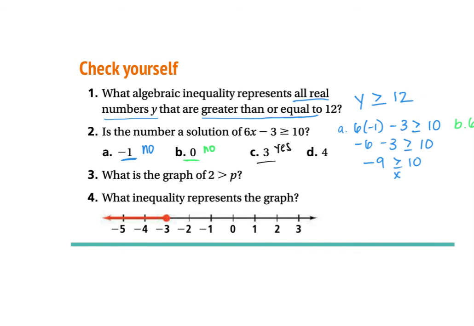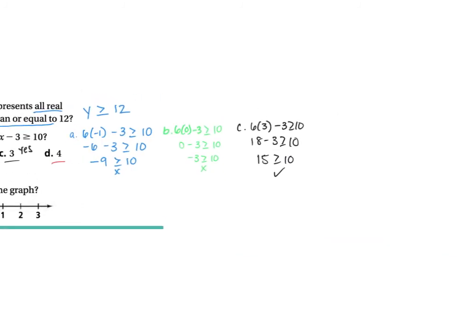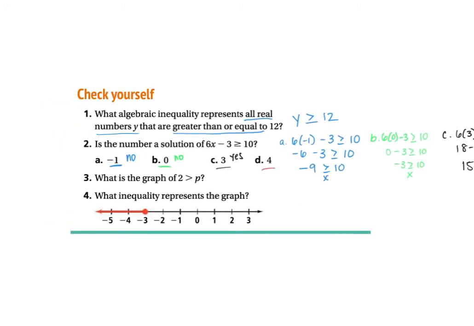And let's try our last one, D. So for D, we've got 6 times 4 minus 3 greater than or equal to 10. This is 24 minus 3 greater than or equal to 10. This becomes 21 is greater than or equal to 10, which is true. So this one is a yes.